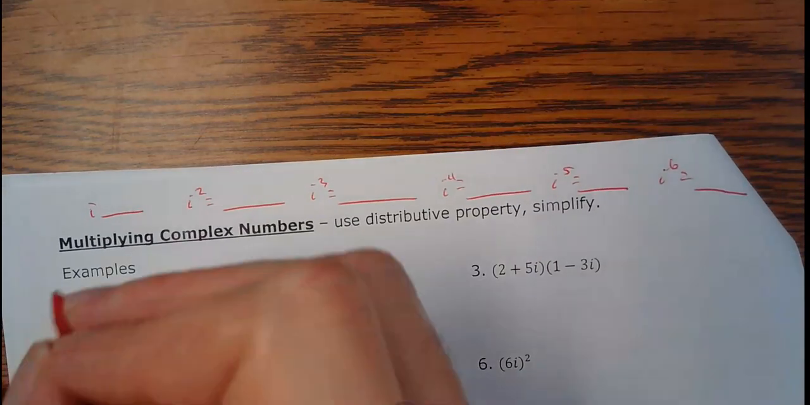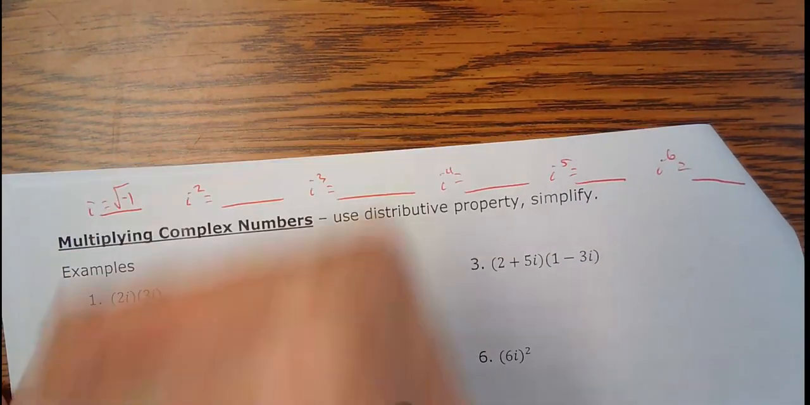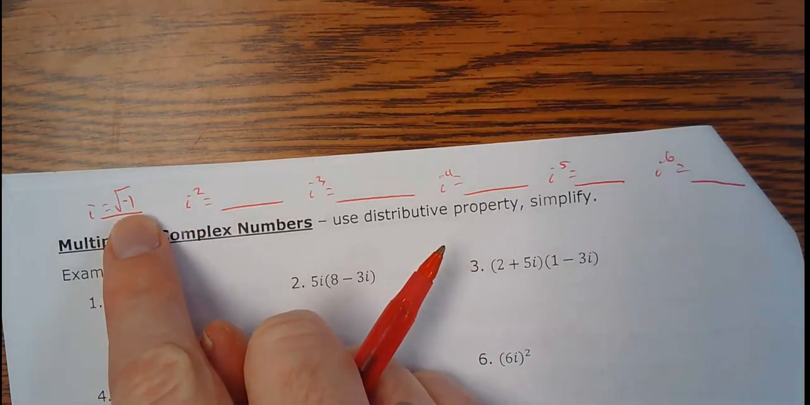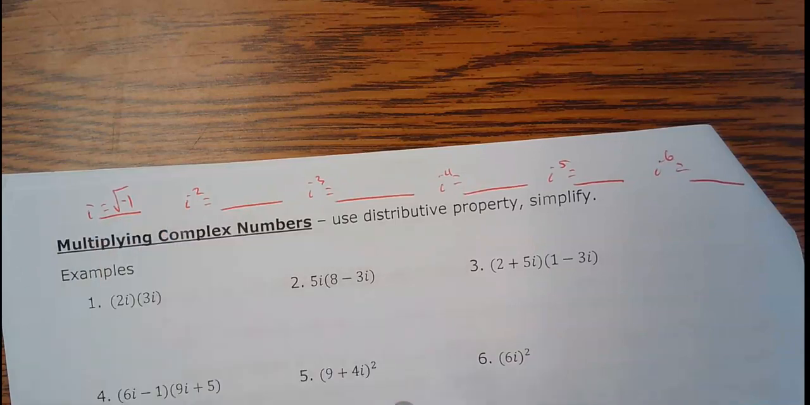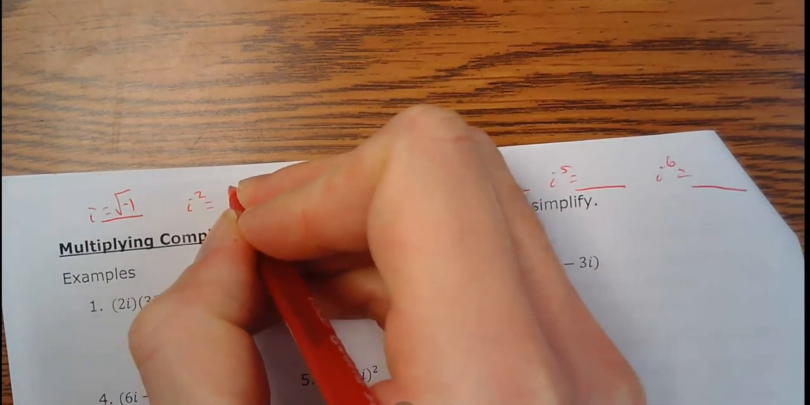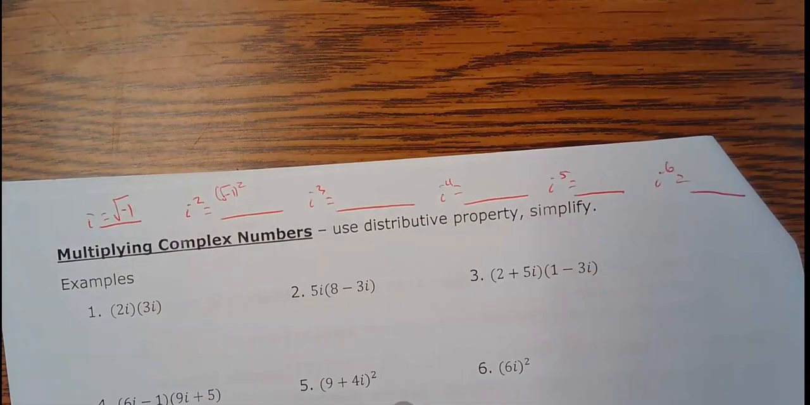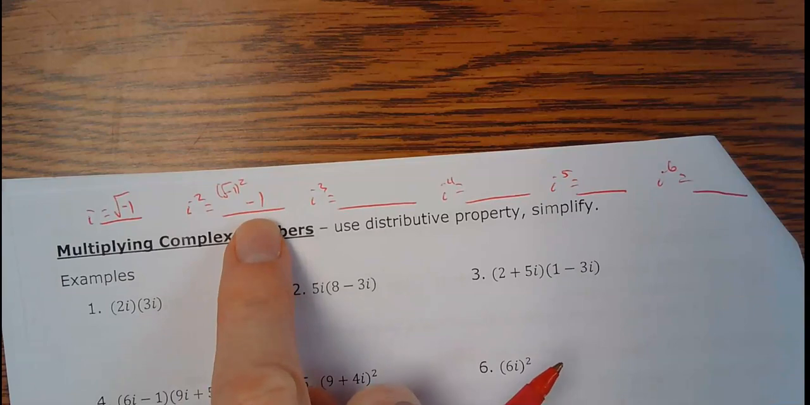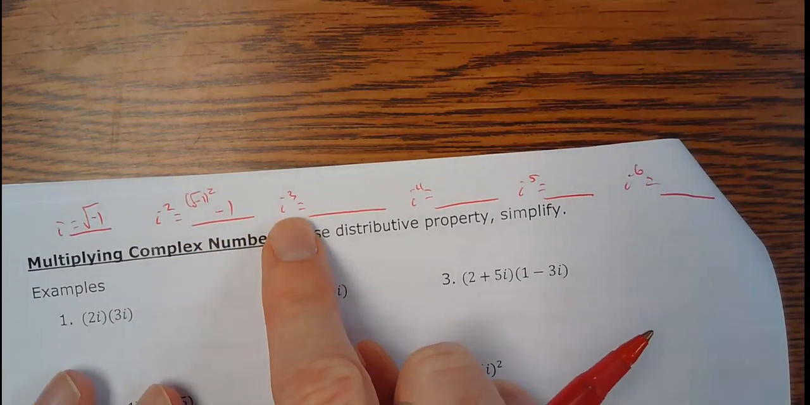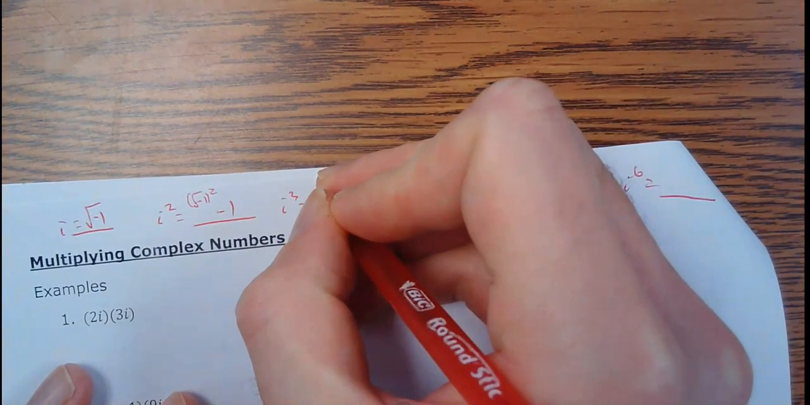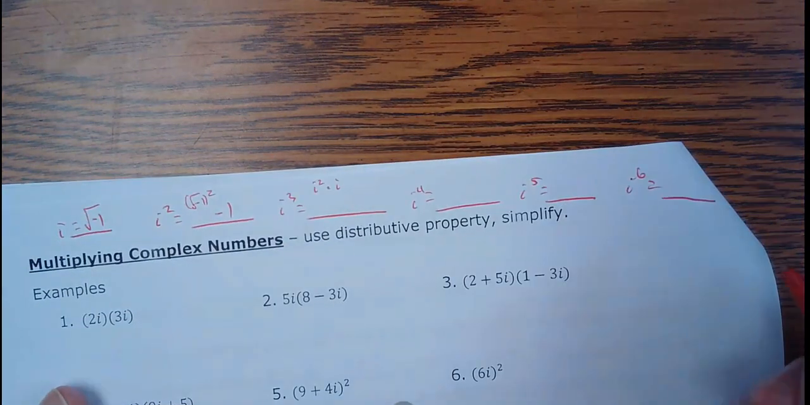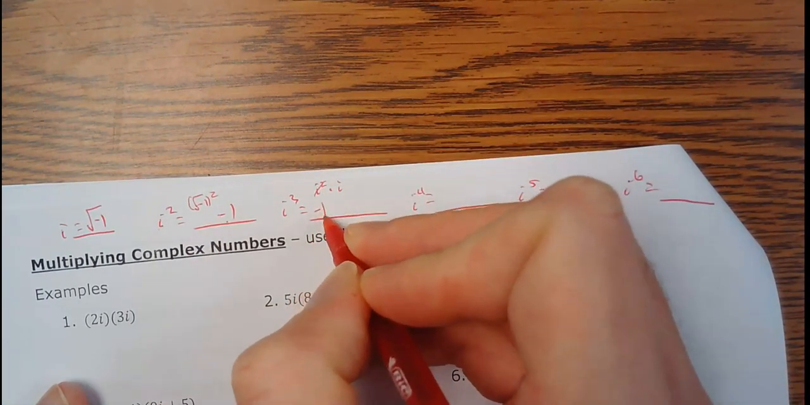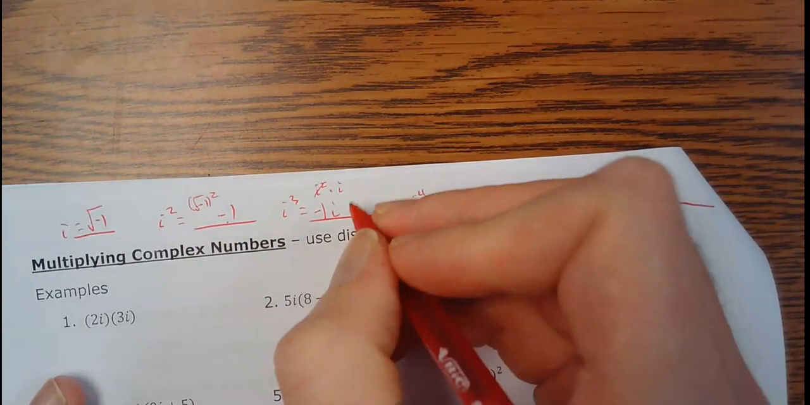So i by itself is this radical negative 1. But what if I squared that? What if I squared the square root of negative 1? So on this one, I'd have the square root of negative 1, squared. Well, that's going to be just negative 1. So every i squared you see, you can think of it as negative 1. i cubed would be the same thing as i squared times i. We just learned that i squared is negative 1, so this would be negative 1 times i, so negative i.